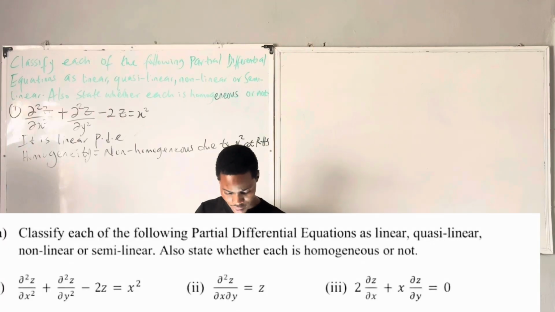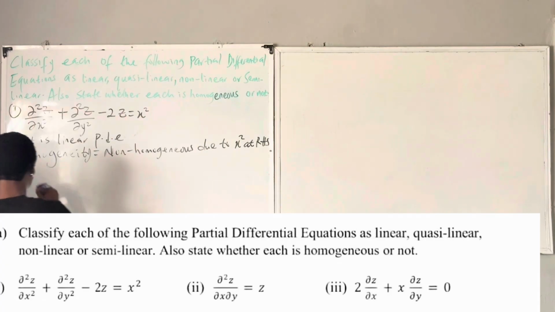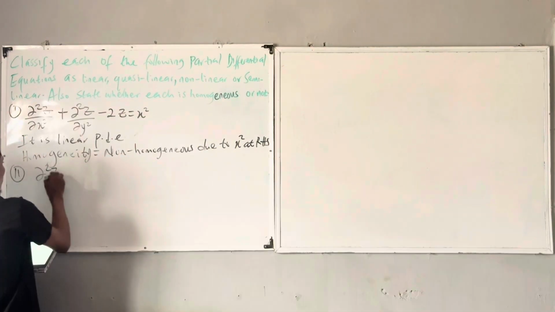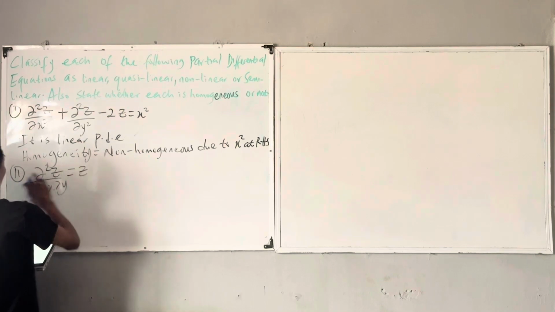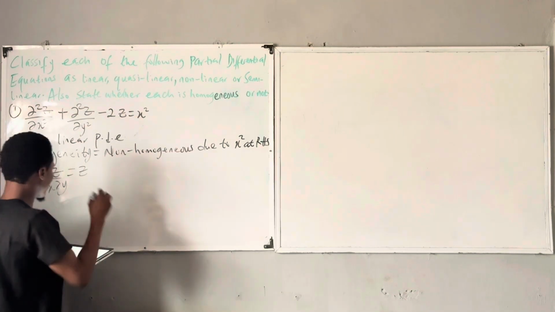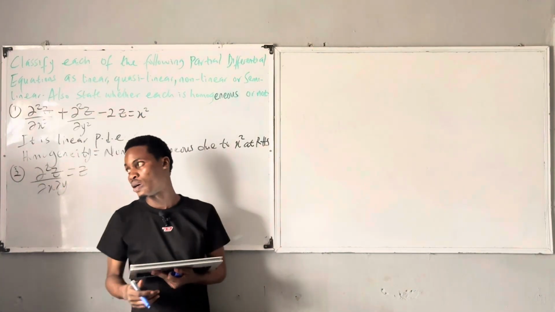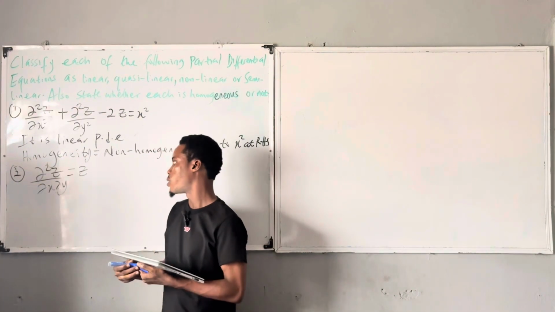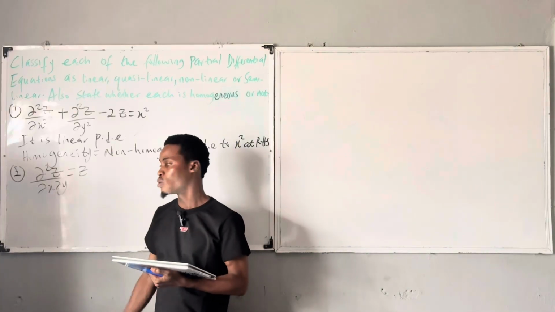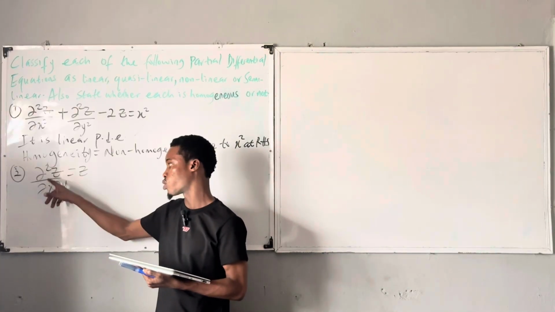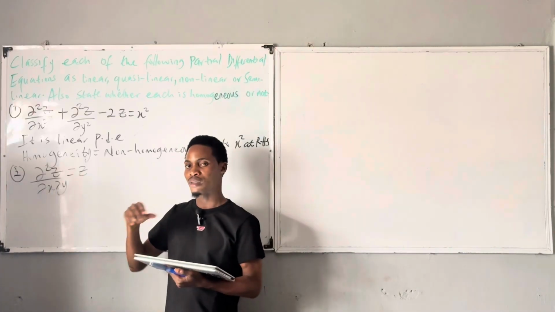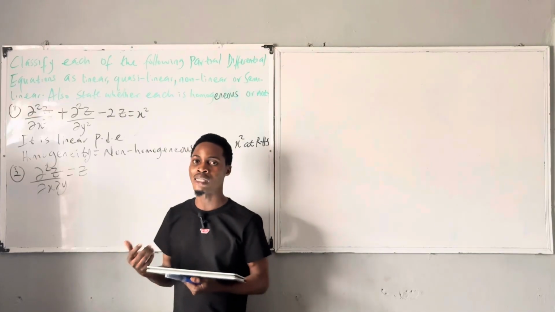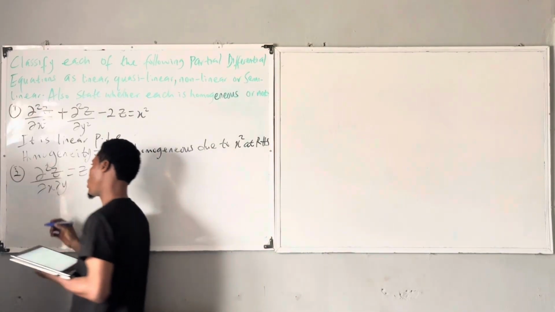Second example: del square z over del x del y is equal to z. So we have to state whether it is linear, non-linear, semi-linear, or quasi-linear. Let us study the terms. The order here is 2, because it is differentiated twice, and the degree is 1. Whenever the power is 1, it is a linear PDE. So it is a linear PDE.